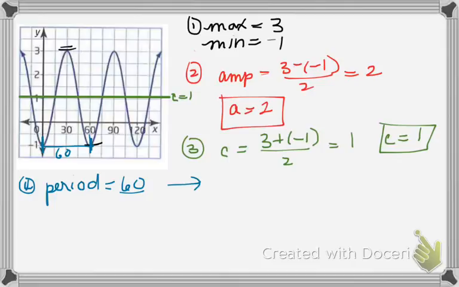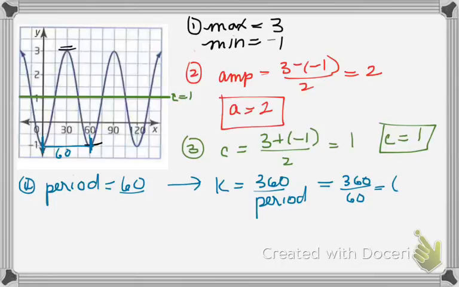And I can find my k value by doing 360 over the period. Okay, and we're going to get 360 over 60, which will give us 6. No, it won't. Just kidding. Yes, it will. Sorry, I don't know what I'm doing here. There we go, 6.